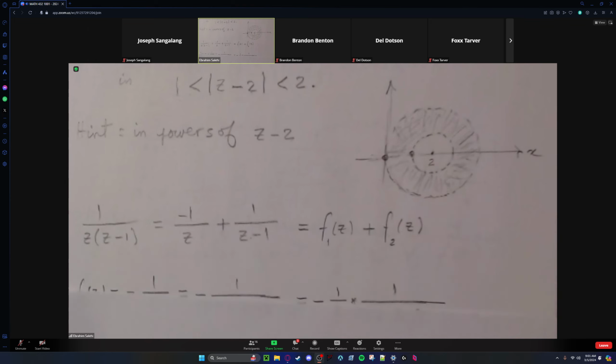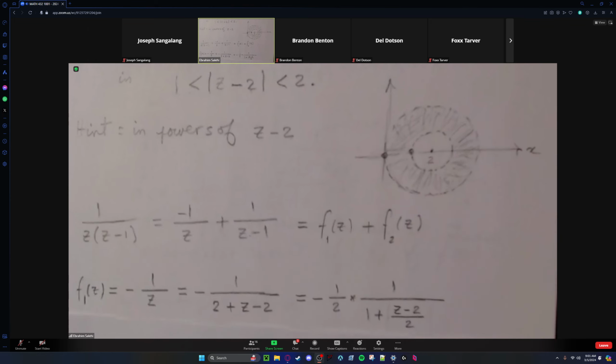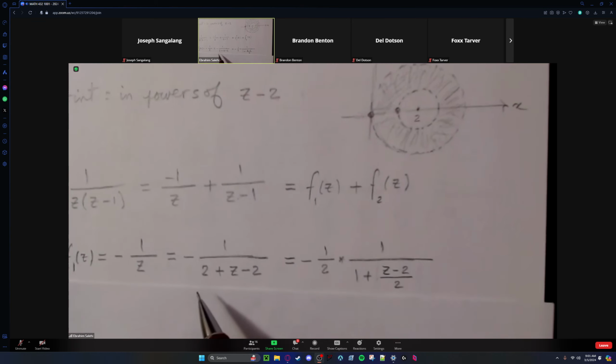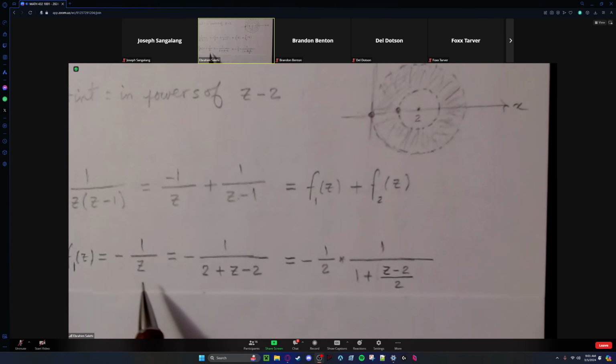But in geometric series, here is f1, which is just negative 1 over z. We want it in powers of z minus 2. Why not? Let's make z minus 2 appear somewhere. So we add 2 and subtract 2. Here is z minus 2.